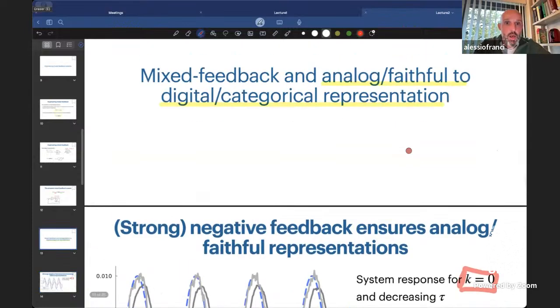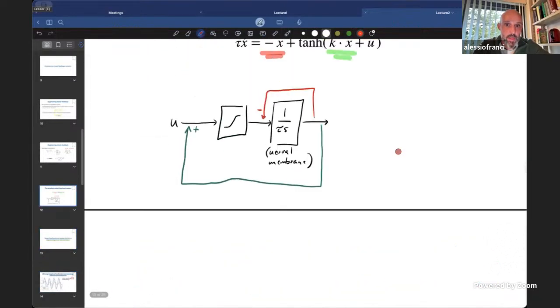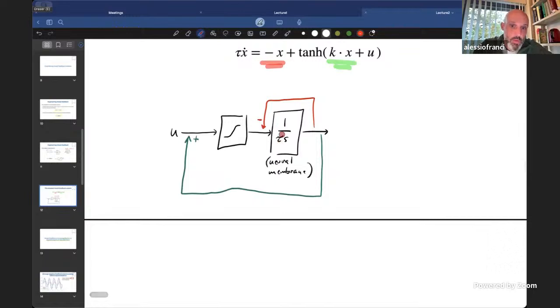And so what you can see here is that because you have 1 over tau, if you compute the gain of this negative feedback loop, the gain here is exactly 1 over tau. So the smaller the tau, the stronger is the negative feedback of this loop.